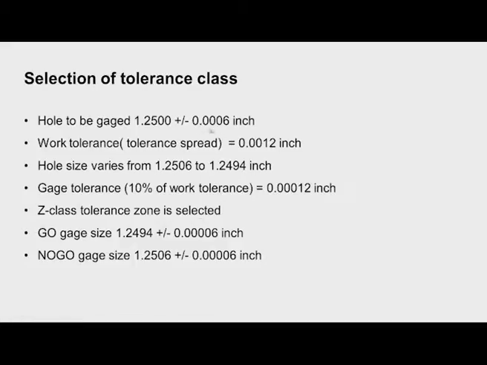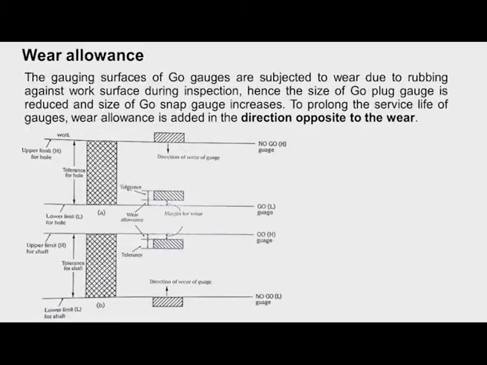Okay, that is 10% of this work tolerance, that is go gauge size will be 1.2494 plus or minus 0.0006 inch. For no go, the maximum size of the hole is 1.2506 plus or minus the gauge tolerance, that is 0.0006 inch. So like this we have to select the tolerance class and then we have to design the go side and no go side of either a plug gauge or ring gauge.